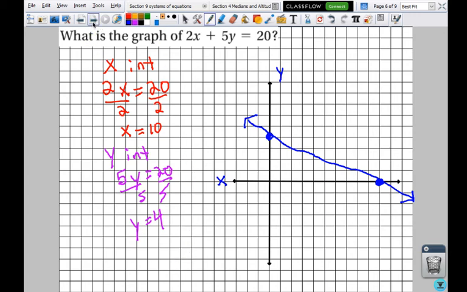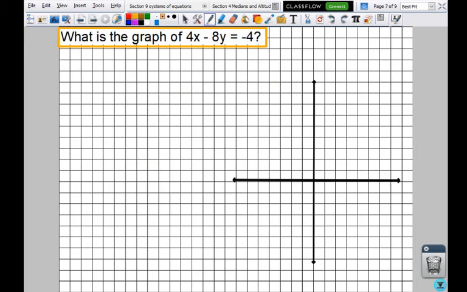Alright, first in class problem like this. I want you to graph this one. Graph 4x minus 8y equals negative 4. So find your intercepts, graph it, then somebody's going to put it on the board for us, so be ready.